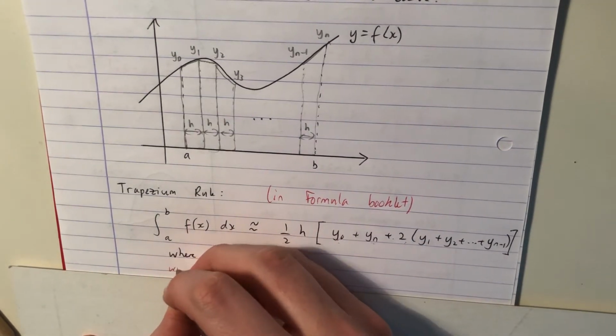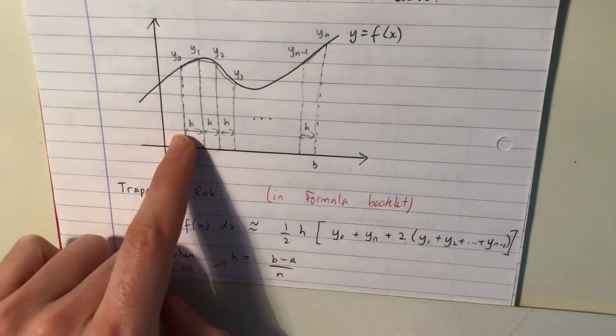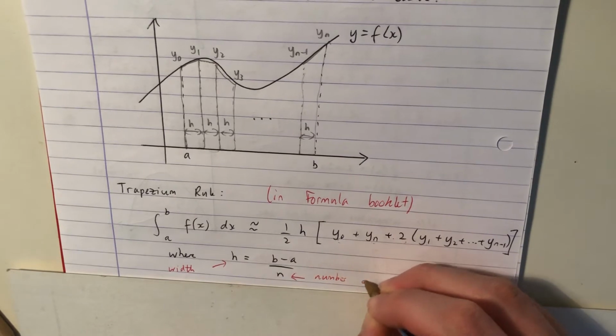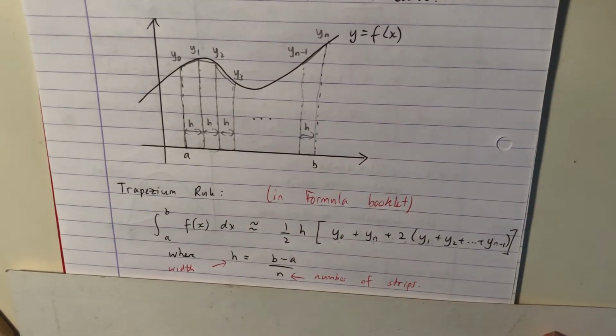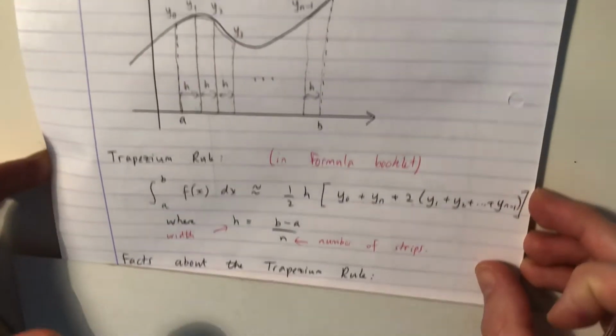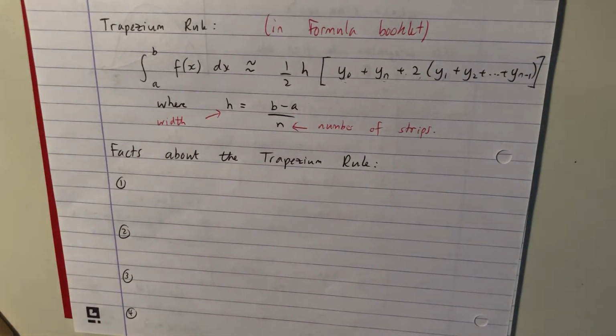So width, b and a I've labelled on the diagram, and n represents the number of strips, or the number of trapezia, if you want to be very fancy. Okay, there's a couple of facts now you need to know about the trapezium rule. Four of them, in fact.